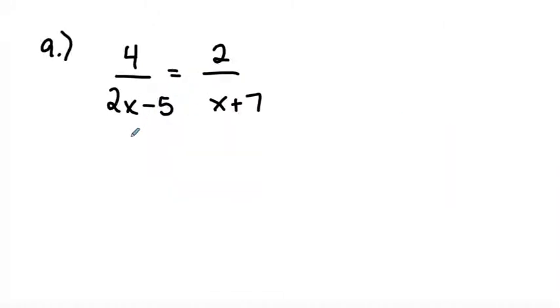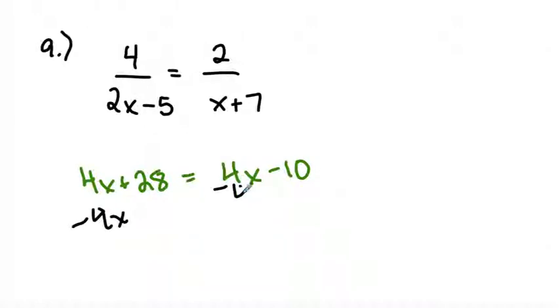Okay, number 9, it was a proportion. Actually, everyone set it up right. You cross multiplied using the cross products rule, and you got 4x plus 28 equals 4x minus 10. Well, what a few of you struggled with was you all tried to subtract 4x, which is right, but then they canceled. So you would have gotten an equation that said 28 equals 10.